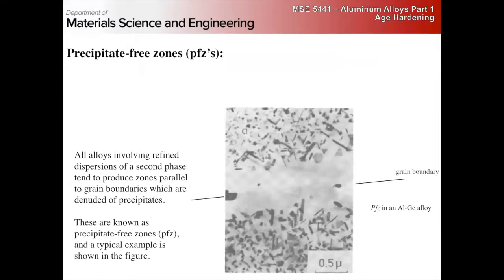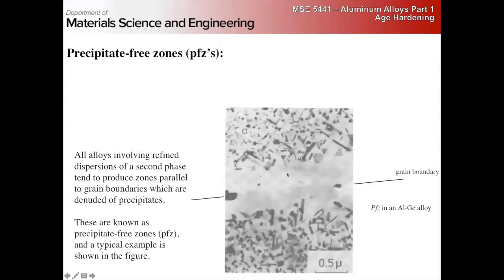Okay. So when we look at the microstructure of these, we see that we get our fine dispersion of precipitates that we want, but if we approach a grain boundary, we have a region essentially parallel with the grain boundary that is denuded of precipitates. We don't have any strengthening secondary phases right near the grain boundary. And so these are precipitate-free zones.